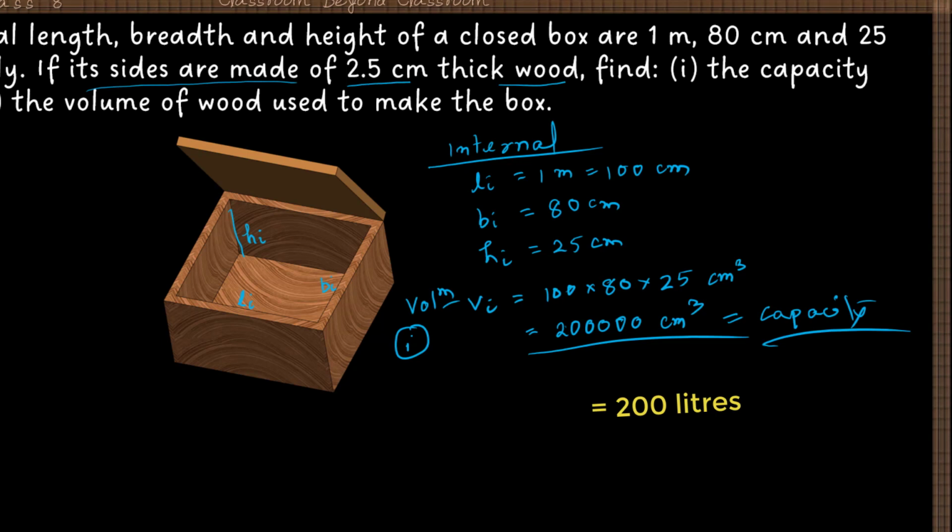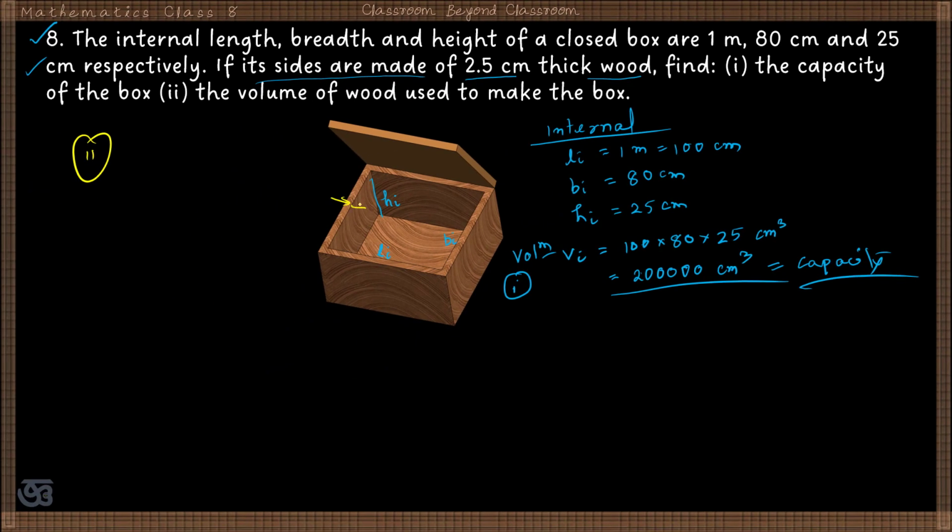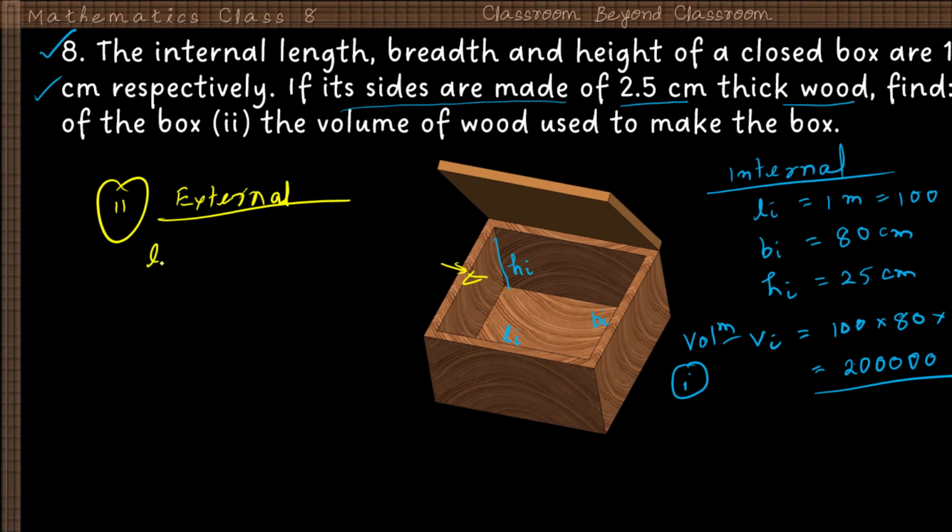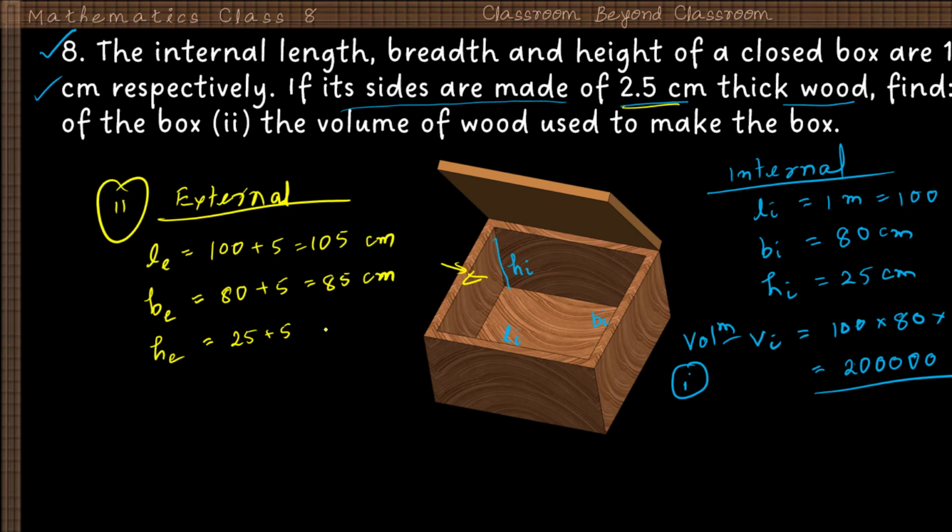Now for number 2, we have to consider the thickness of the wood, and here the thickness we have to add with the internal dimensions. Here we will consider the external dimensions. So length LE, the thickness is 2.5 centimeter. So LE is equal to 100 plus 2.5 plus 2.5 on both sides, and this is equal to 105 centimeter. And external breadth BE is equal to 80 plus 5 on both the sides is equal to 85 centimeter. External height is equal to 25 plus 5, 2.5 centimeter on both ends, and this is equal to 30 centimeter.